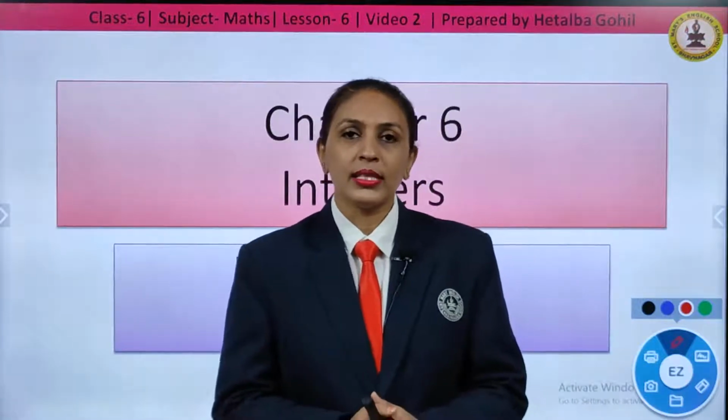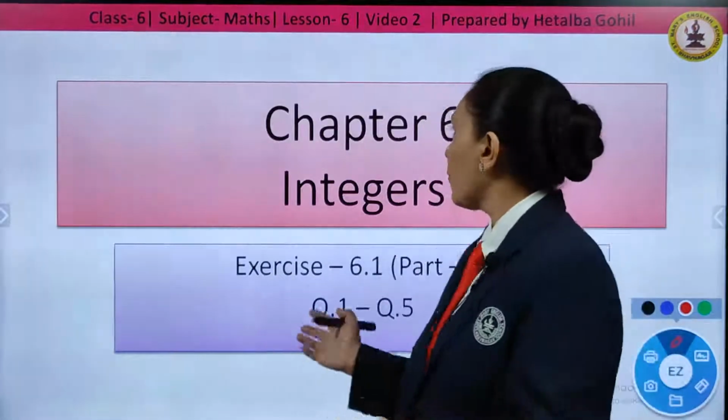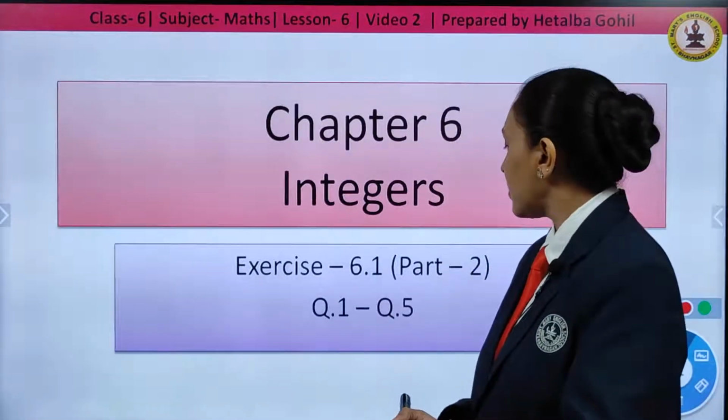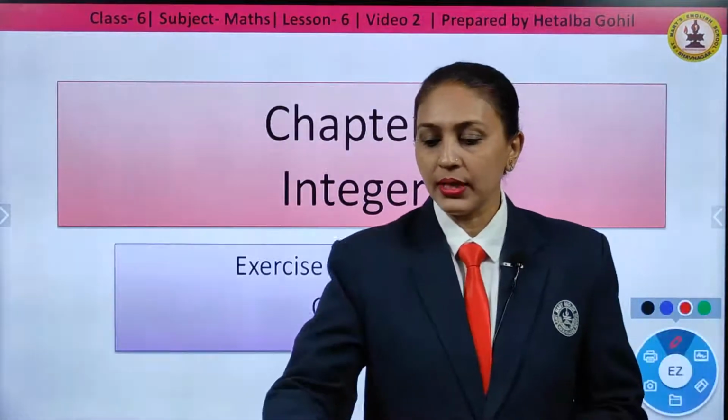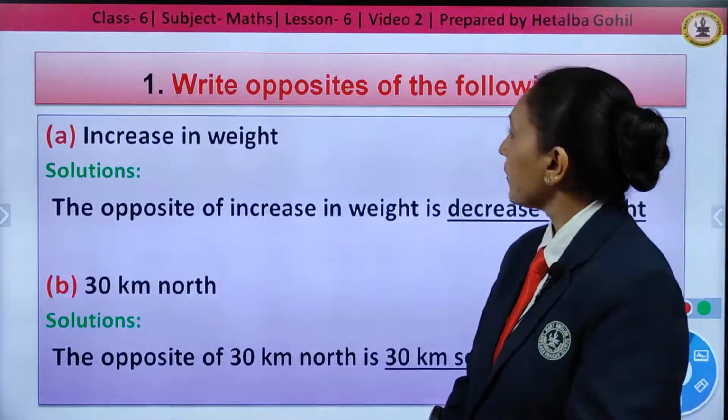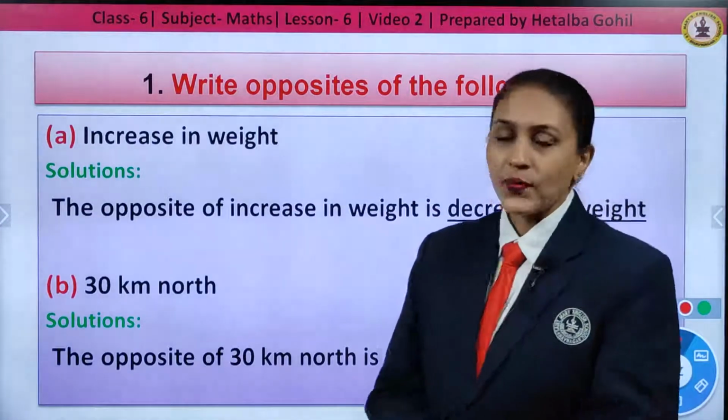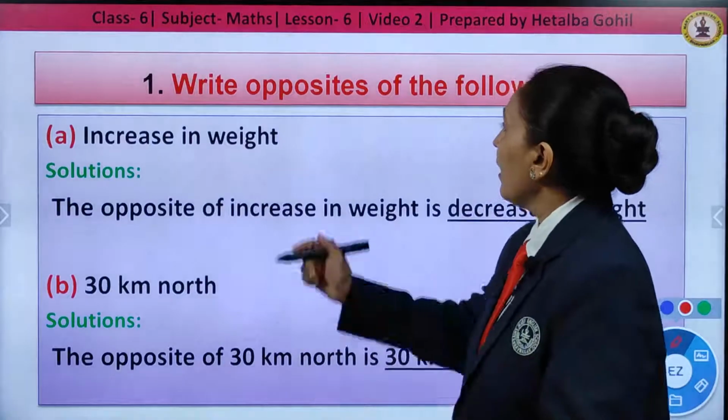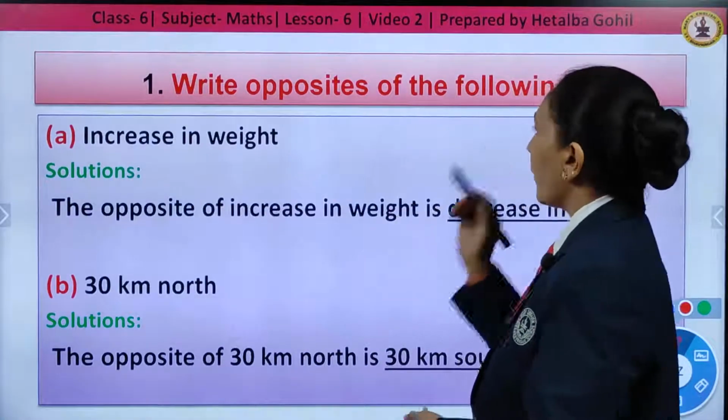Today I will continue this session with part 2 of chapter number 6, integers. Today we will start further with our textual exercise, children. Question number 1 of 6.1. Write opposites of the following.